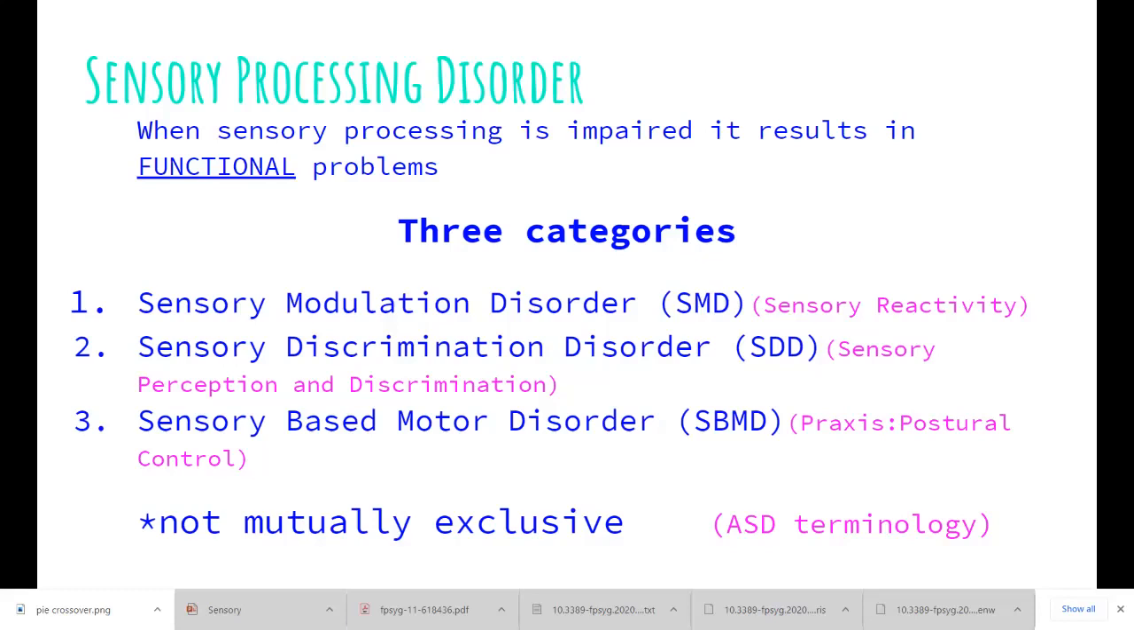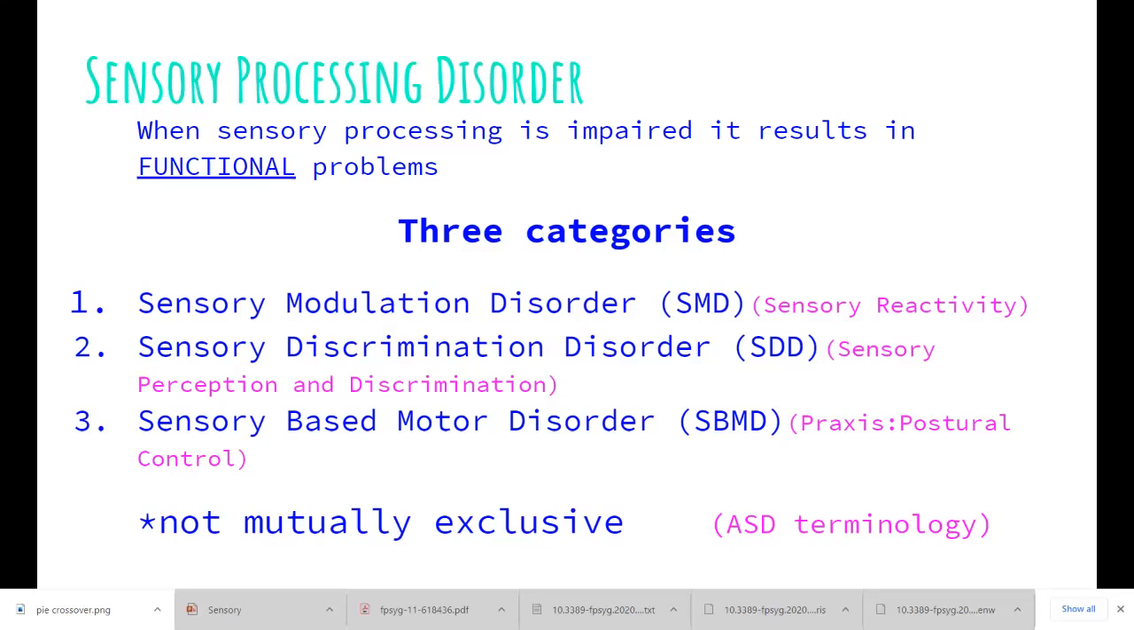So we have sensory modulation disorder, and the terminology in the purple writing I included just because if you are reading research having to do with autism spectrum disorder, a lot of times, unfortunately, they use different language to mean the same thing. So you might also see it written as sensory reactivity. But for the purpose of this lecture, we're going to continue to call it sensory modulation disorder. That's one. A second type is sensory discrimination disorder, or you might see it as sensory perception and discrimination. And the third type is sensory-based motor disorder, and you might see that as praxis postural control.